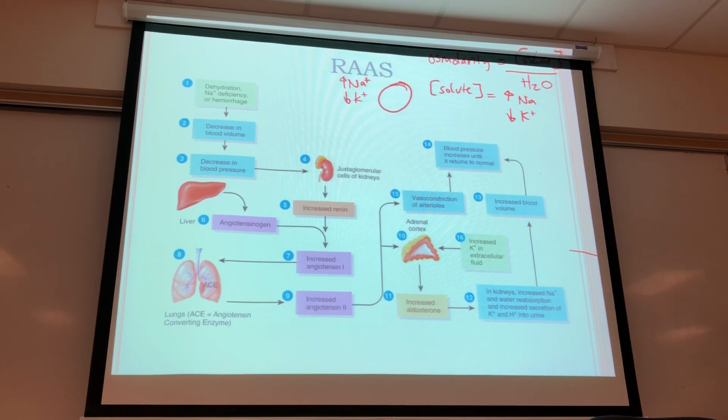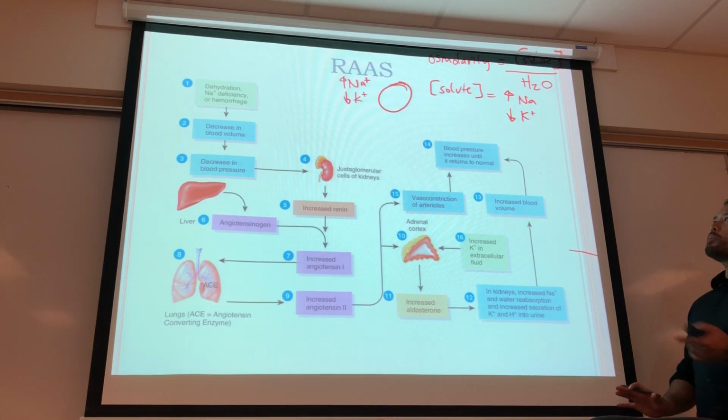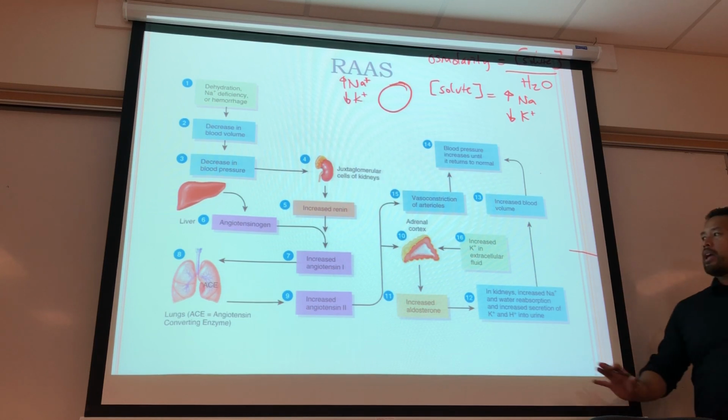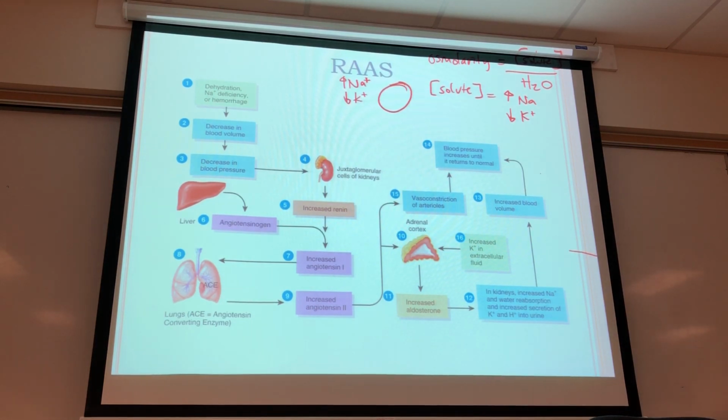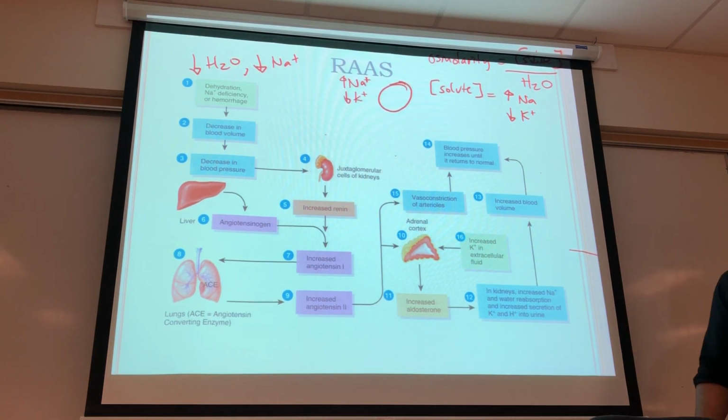The first thing we have to look at in this process is what the starting point is, what stimulates this system, and what the end product is. Our stimulus, in this case, is dehydration, low sodium, or hemorrhage, a loss of blood. So this takes place when we see low levels of H2O or low levels of sodium. And the only way you can get this to take place is to not have enough water in your system, or you lose blood.